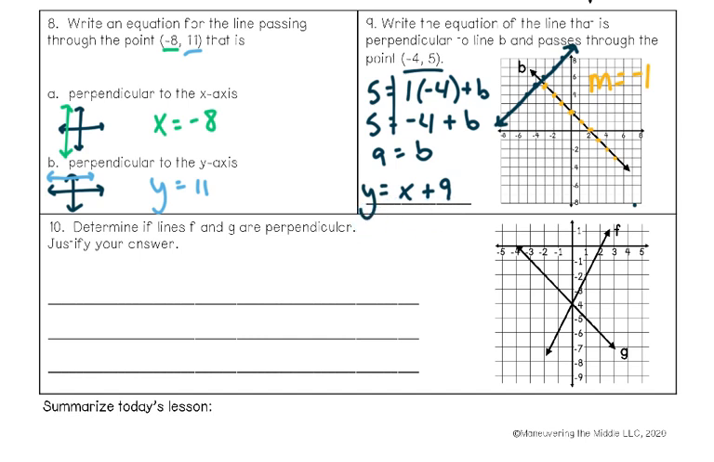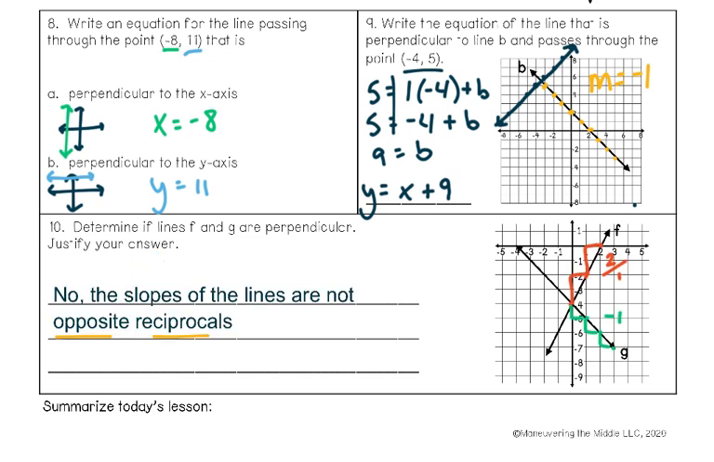For number 10, they may look perpendicular, but you would really need to use the slope to determine if lines f and g are truly perpendicular. When you have that, justify your answer. As you can see, line F has a slope of 2 over 1, while line G has a slope of negative 1 over 1. Those numbers are not opposite reciprocals, so the lines are not perpendicular.